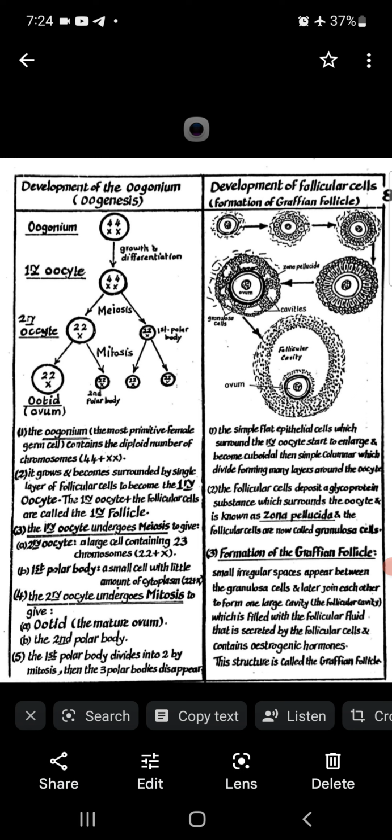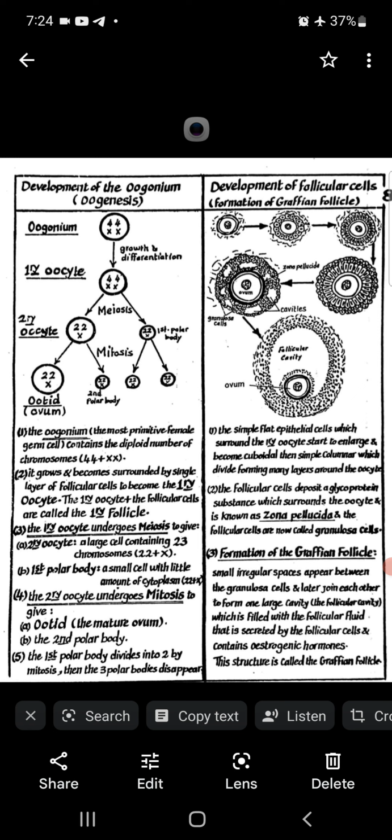Now, when follicular cell deposit glycoprotein around the oocyte, this glycoprotein is known as zona pellucida, which surround the oocyte, and the cell responsible for zona pellucida is the granulosa cell. In many MCQs question, this comes: zona pellucida is deposited by granulosa cell, and zona pellucida is a glycoprotein.